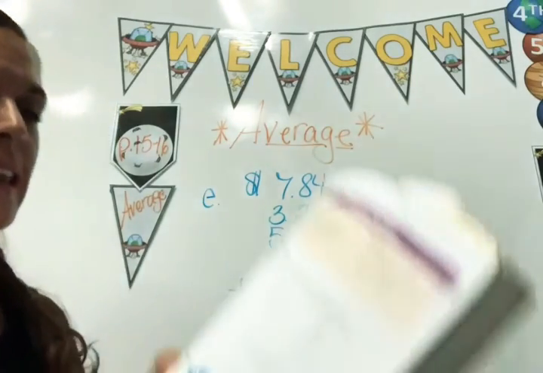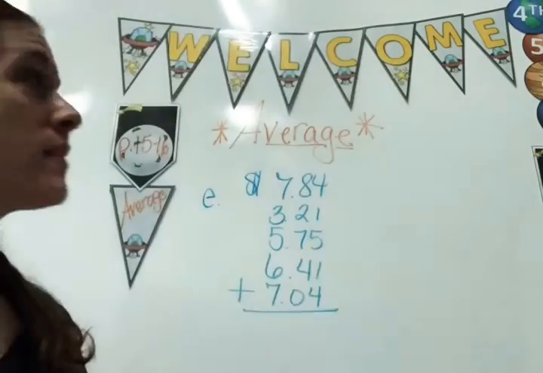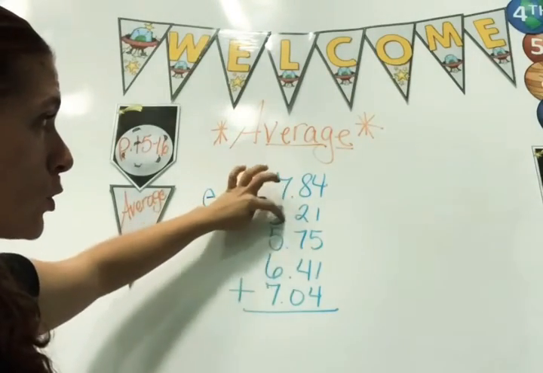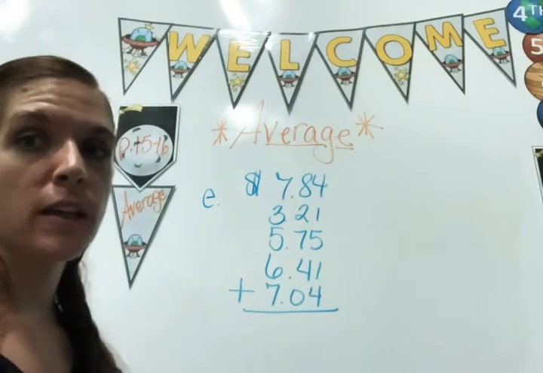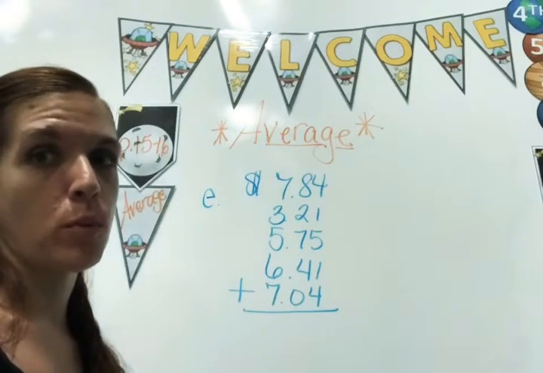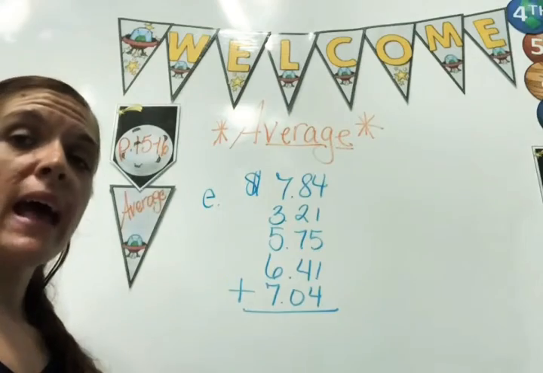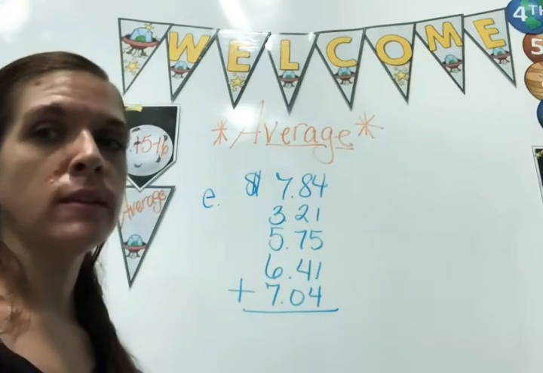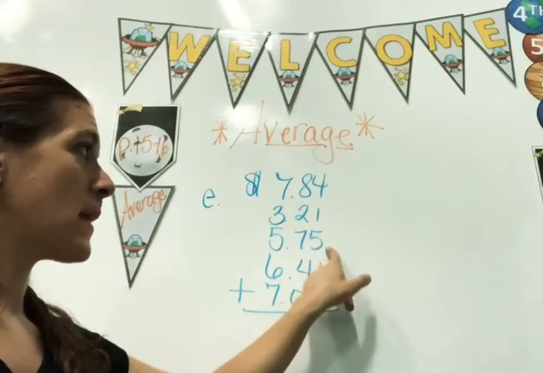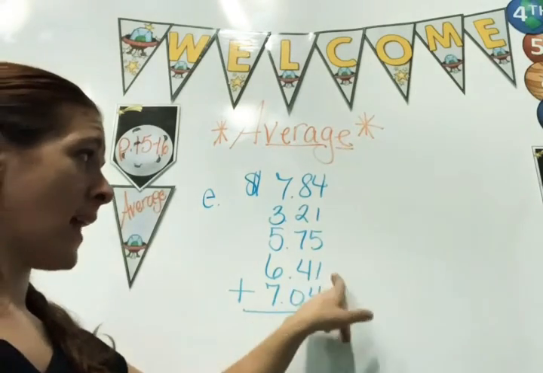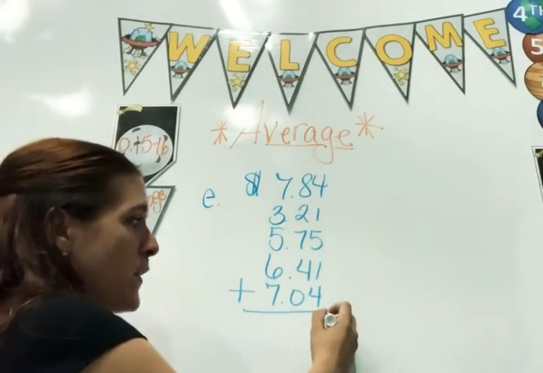So you see that they give it to you in the horizontal way. You need to make sure that all your puntos line up. Every time you do money, you guys, every time you do money, make sure your puntos line up, okay? Then we're gonna add it, but I'm gonna let you divide it by yourself. Here we go. 4 plus 1 is 5, 5 plus 5 is 10, 10 plus 1 is 11, 11 plus 4 is 15.